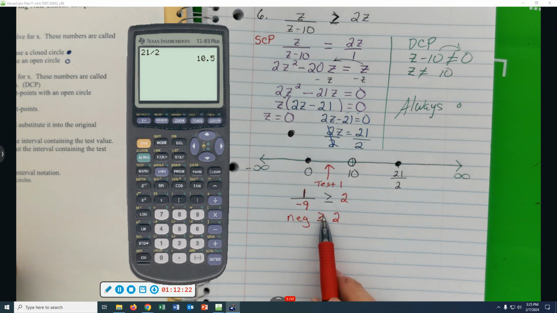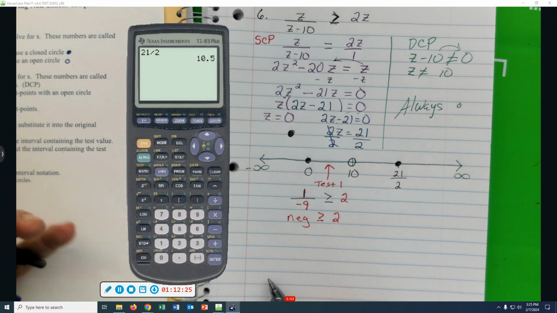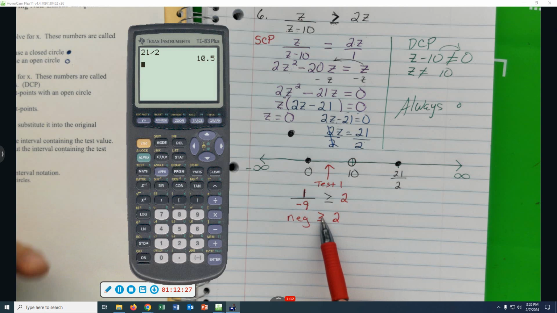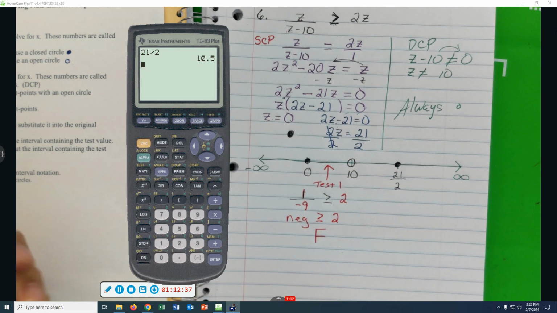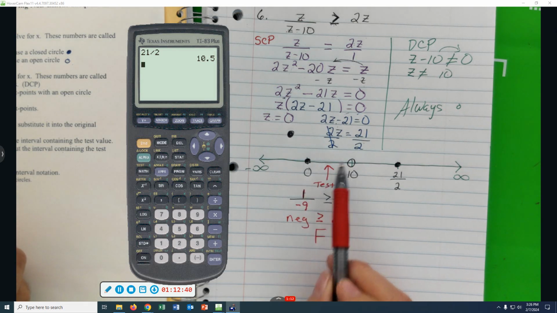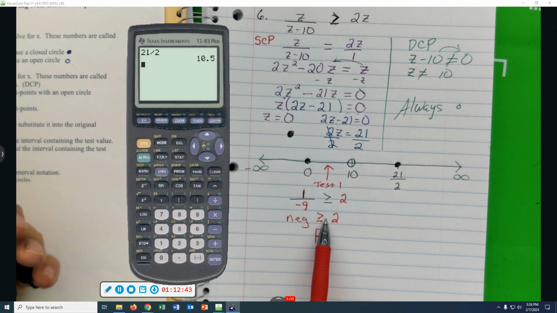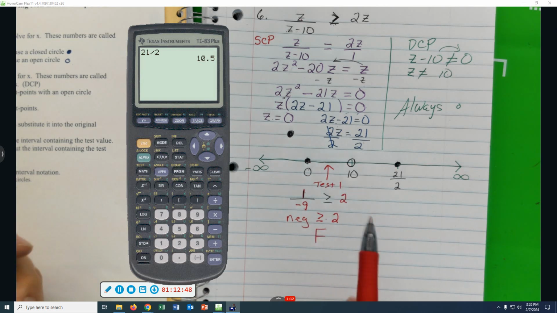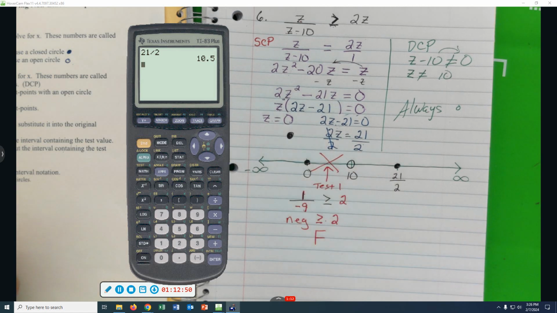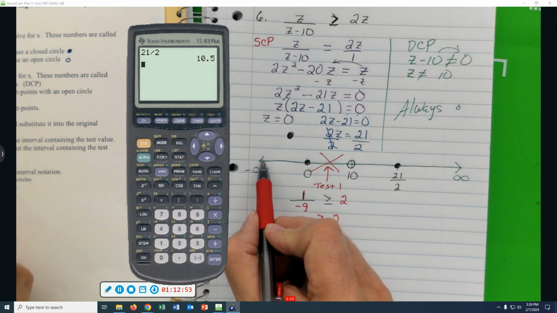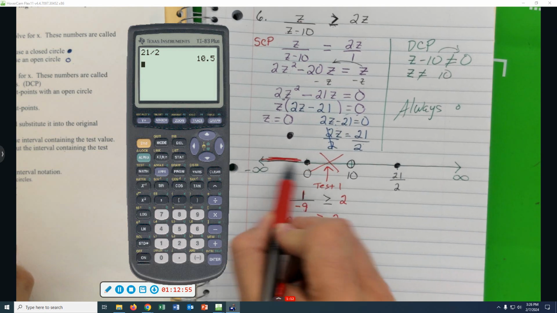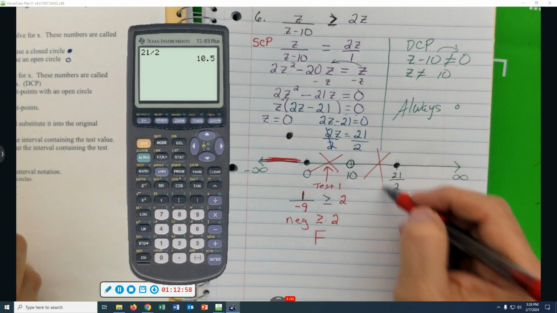Is a negative number bigger than 2? Can a negative number be bigger than a positive? What am I trying to get y'all to say this is? True or false? False. Okay? A negative number cannot be bigger than 2, a positive number. Negative numbers are always less than positive. So we're saying false there. And you'll fill in the rest of this. This would be true. This would be false.